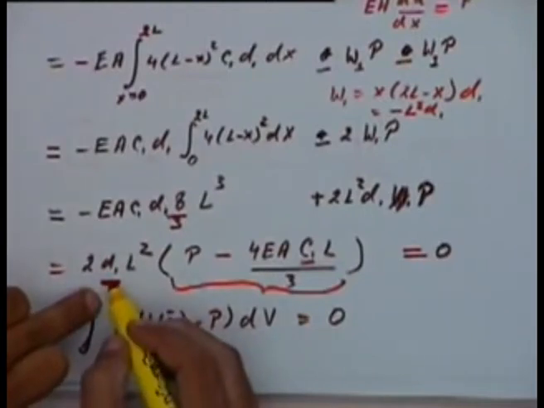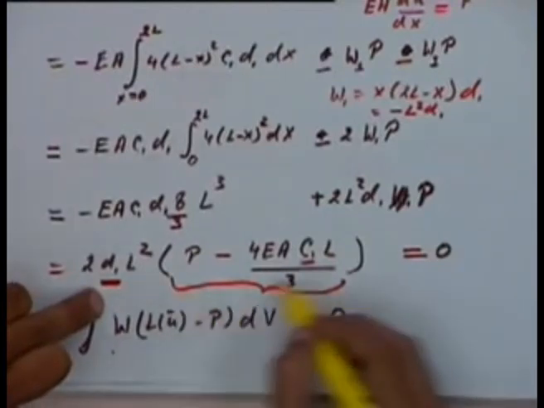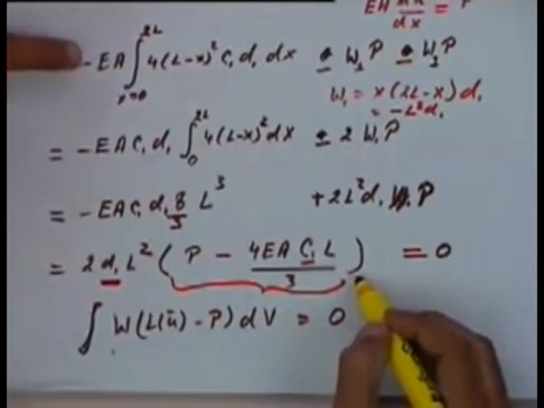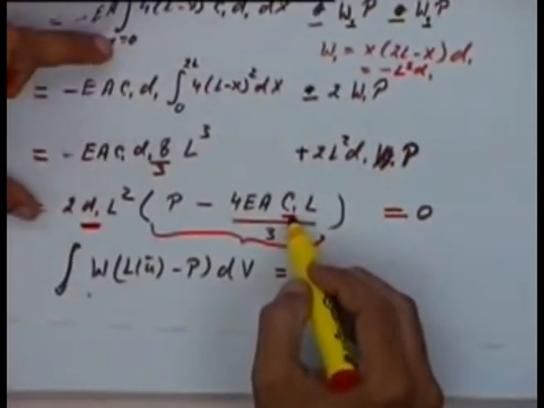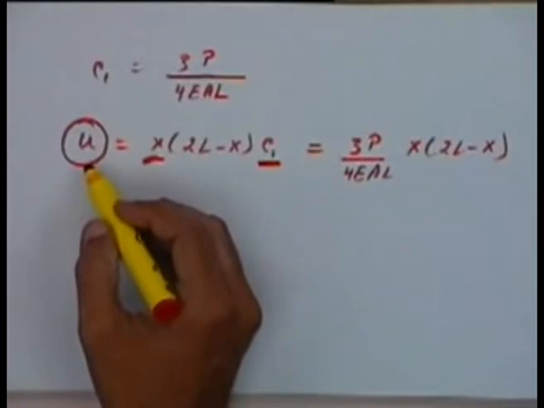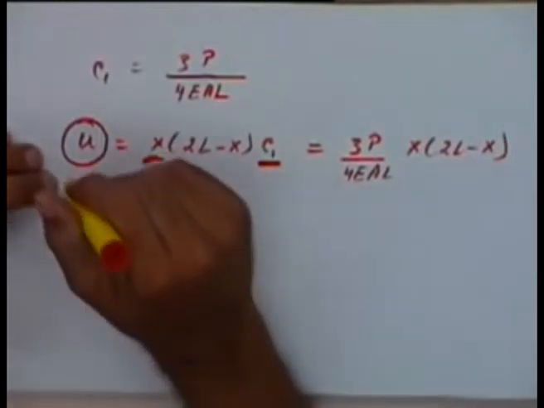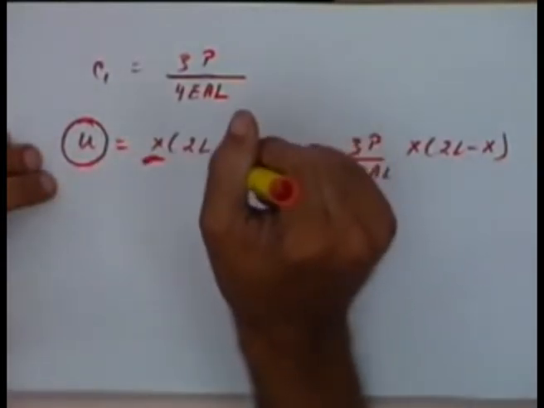If it has to be 0 for all values of D1, this term has to be equal to 0. Okay, and if this term is equal to 0, we can get a value of C1 from this, and we are thus able to solve for the deformation. So this is how we can solve for deformation using the Galerkin's method in a one dimensional case.